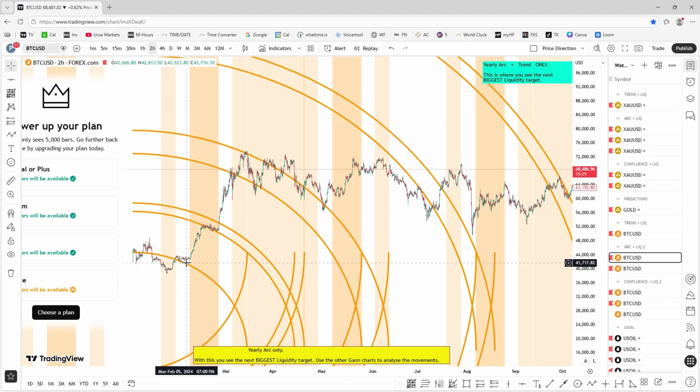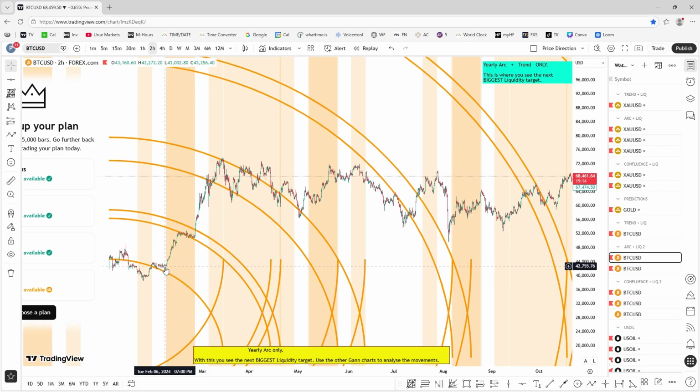Bitcoin lifted itself up here. That year was very bullish. 2024 was bullish for Bitcoin. It peaked here. There was a trend here, right here. You can see our trend. It kept going. Now take note of this.